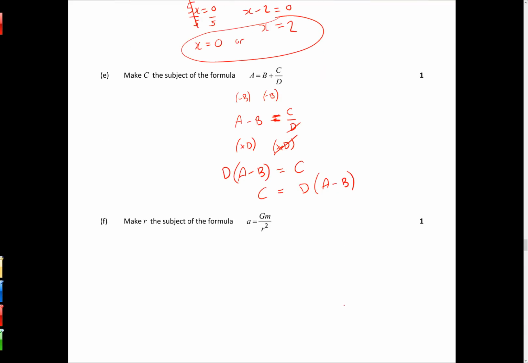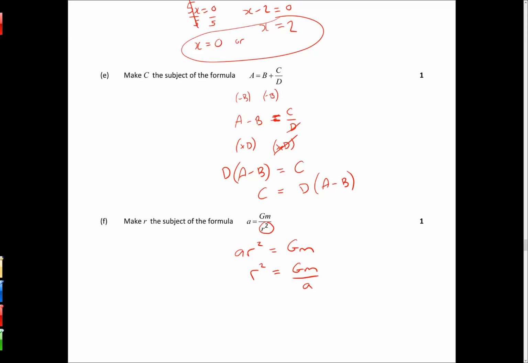Alright, make r the subject of the formula. I don't want it on the bottom. Let's at least remove the whole r squared, which at the moment is dividing the right. So if I multiply the left and right by r squared, the left will become a r squared and the right will just become gm, because the r squared multiplied it. Now let's get rid of the a, because I want the r squared at least by itself. Let's divide both sides by a. On the left it disappeared, and on the right it became gm on a.